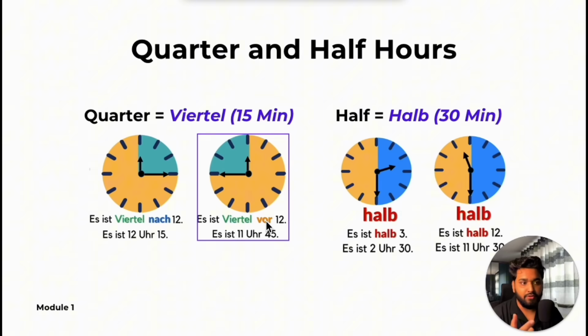The same thing with vor. Es ist Viertel vor 12. You see, here 15 minutes remaining to be 12. That's why es ist Viertel vor 12, or you can say es ist 11:45. It's formal and the other one is informal.